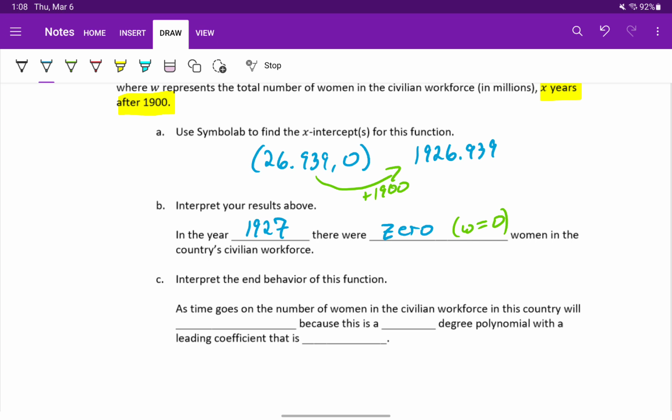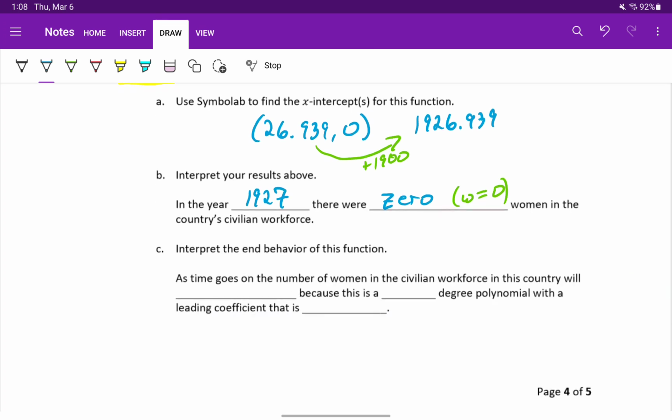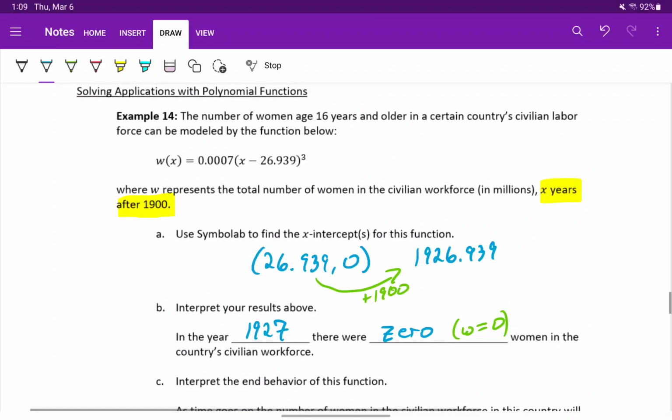Then in part C, we're asked, as time goes on, the number of women in the civilian workforce in this country will increase or decrease, because this is a specific degree polynomial and the leading coefficient is going to end up being either positive or negative. So to answer that question, we need to come back and look at our function W. We're not going to do all of the work to expand this out, but we can look at it very briefly. We know that we have this leading value out front of 0.0007. And if we started expanding what we have under that cube, the first value would be x cubed, and then we would end up with some other terms after that. That tells us that the highest power in our function would be x cubed, so the degree of our polynomial is 3, and our leading coefficient is positive.